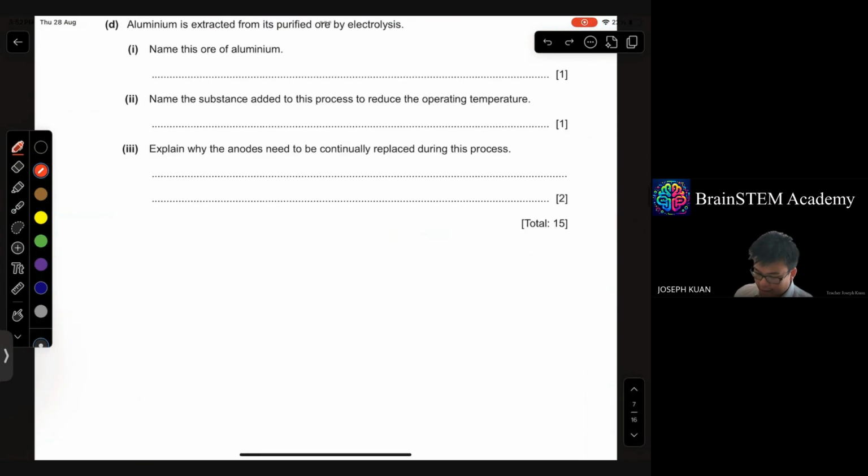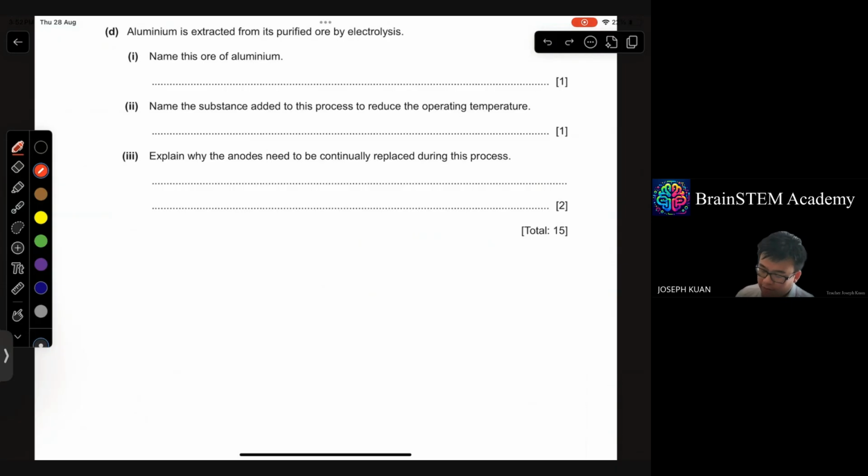Next question. Aluminium is extracted from its purified ore by electrolysis. Name the ore of aluminium, bauxite. So what is the substance added to this process to reduce the operating temperature? There will be cryolite. Now, explain why the anodes need to be continuously replaced during this process.